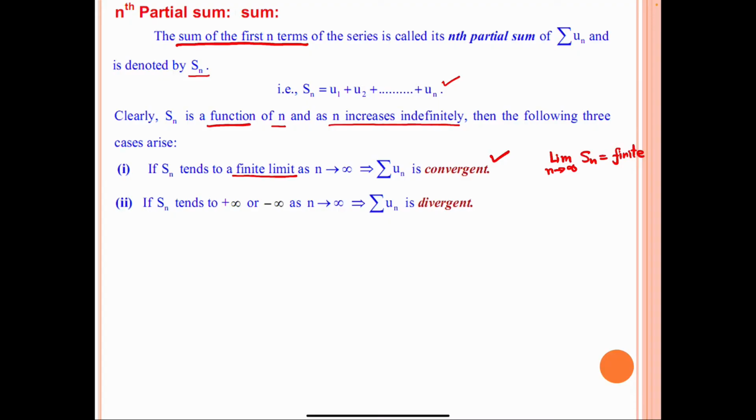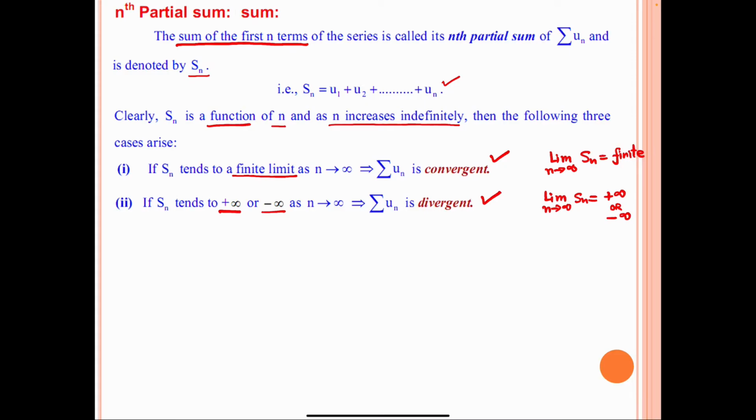then the given series is divergent. So this means that if limit n tends to infinity Sn is equal to plus infinity, then the given series is divergent. Or minus infinity, then the given series is divergent. Clear? So these are the definitions of convergent and divergent.